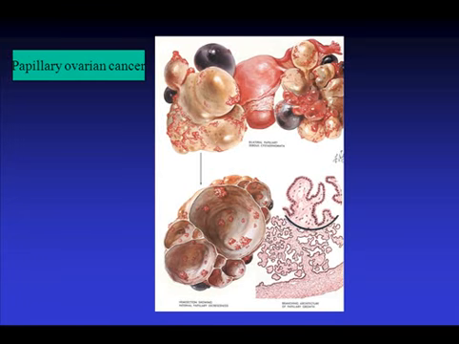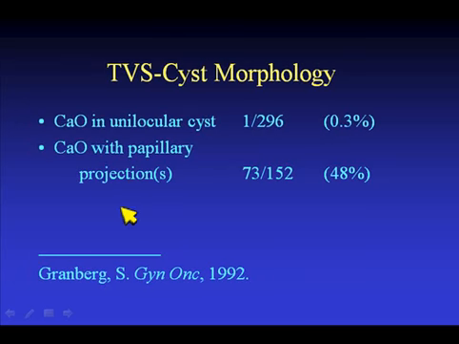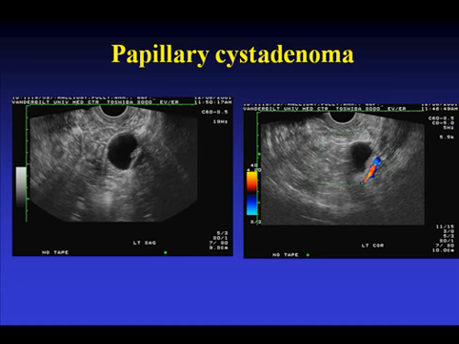Now, this diagram shows very nicely what papillary excrescences look like. These are clusters of cells that grow into the center of the lesion and, in fact, can grow on the outside of the lesion. In these areas, there's abnormal proliferation of cells. Now, typically, unilocular cysts are almost always benign. However, ones with papillary projections, at least half of these will in fact be malignant.